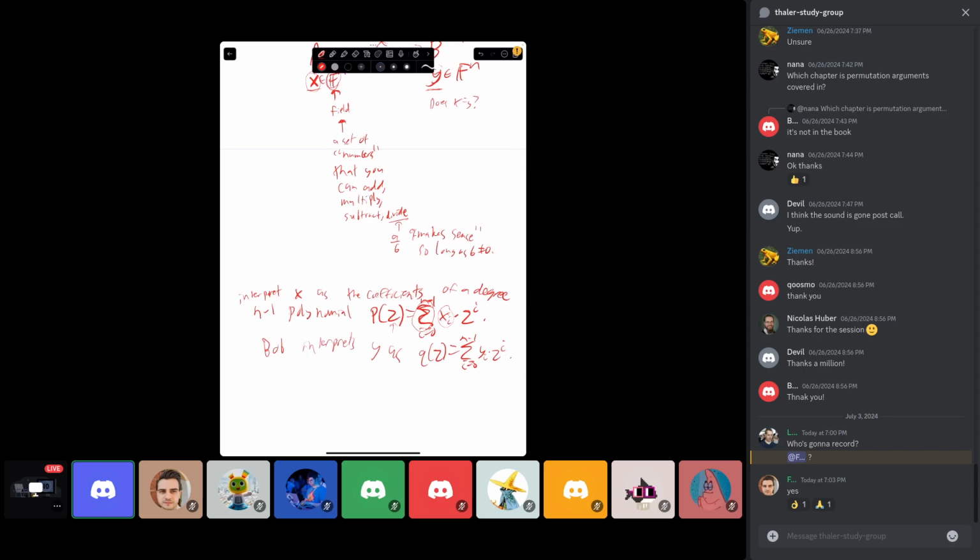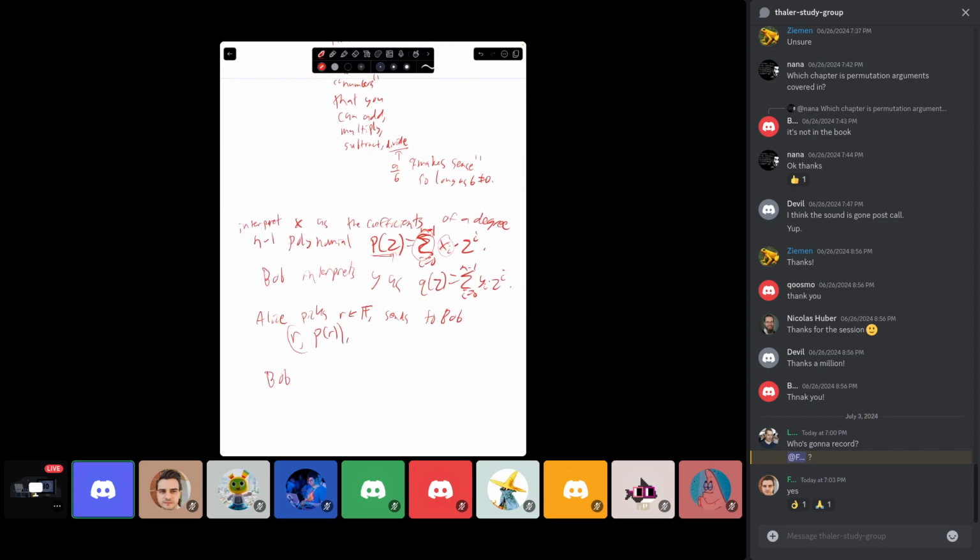And in the protocol, after we interpret x as a polynomial p and y as a polynomial q, Alice just picks a random field element r. So she picks r at random from the field, and she sends to Bob r as well as her polynomial evaluated at r. Okay, and Bob will check whether q of r is the same as p of r. If so, he'll output equal, and if not, he'll output not equal.